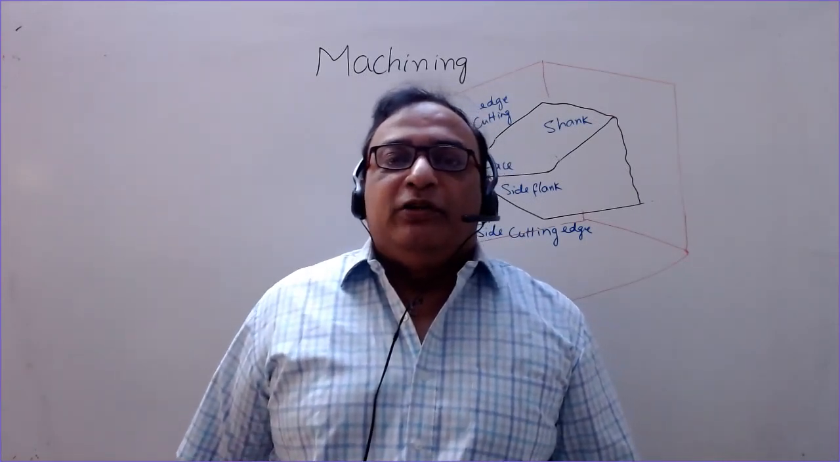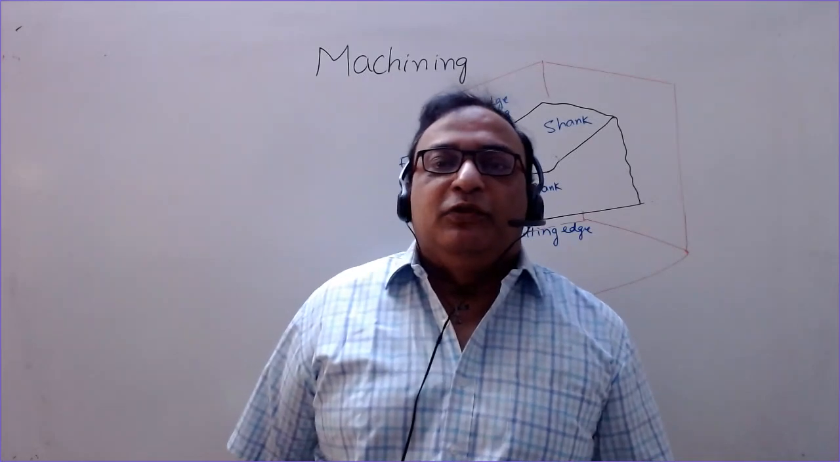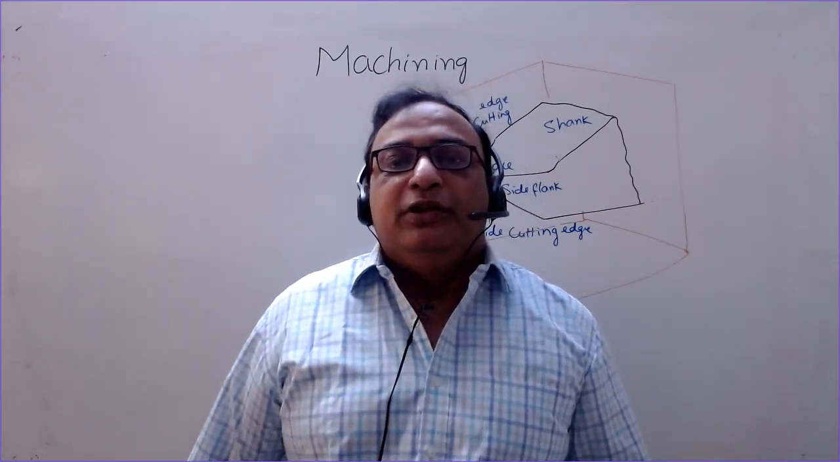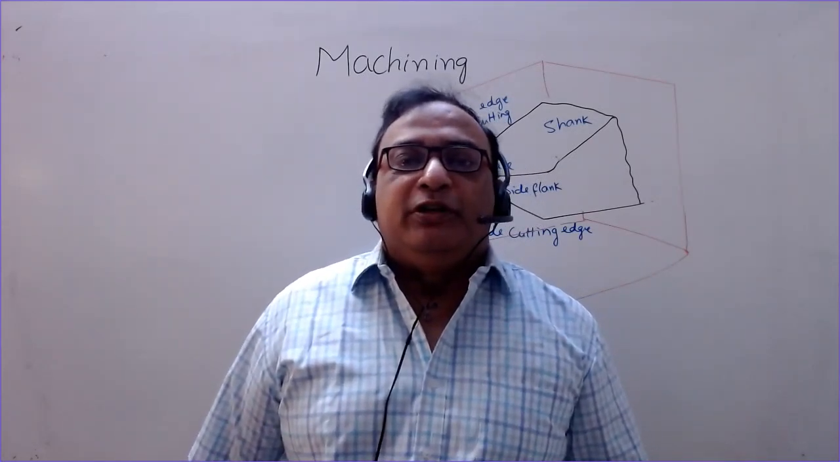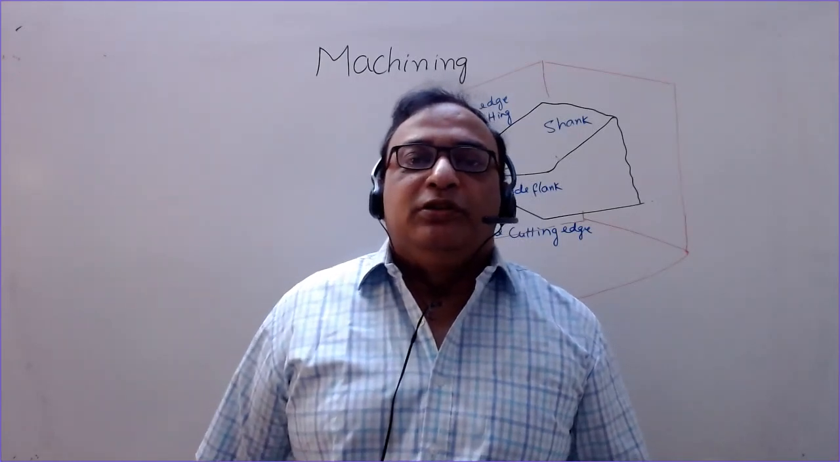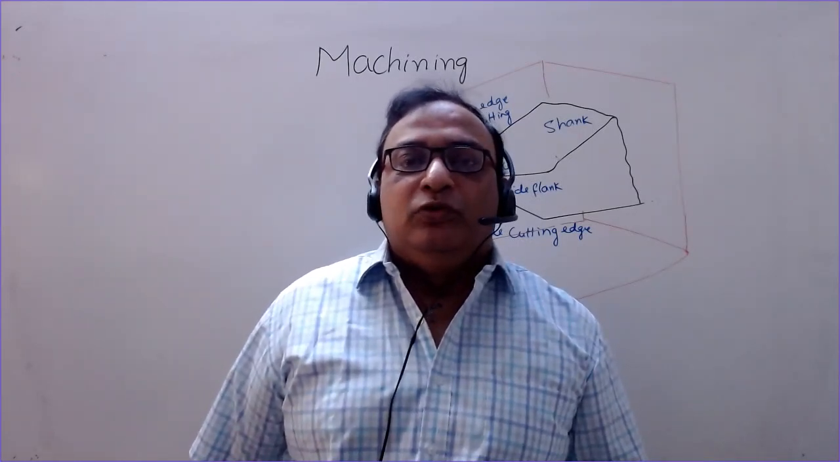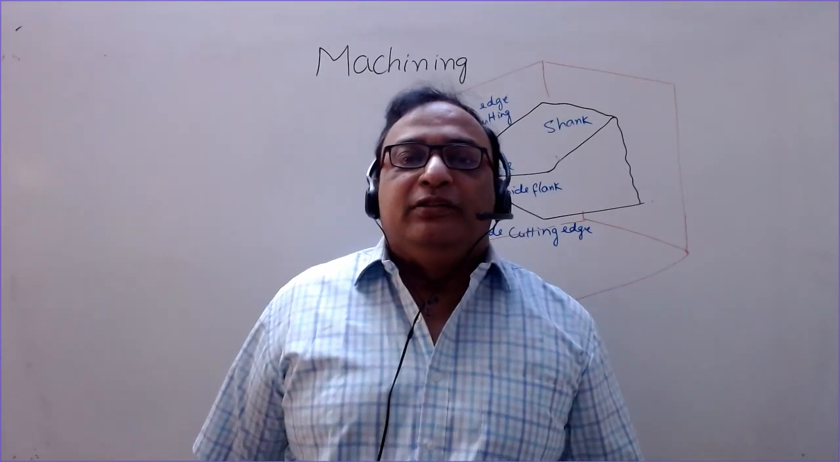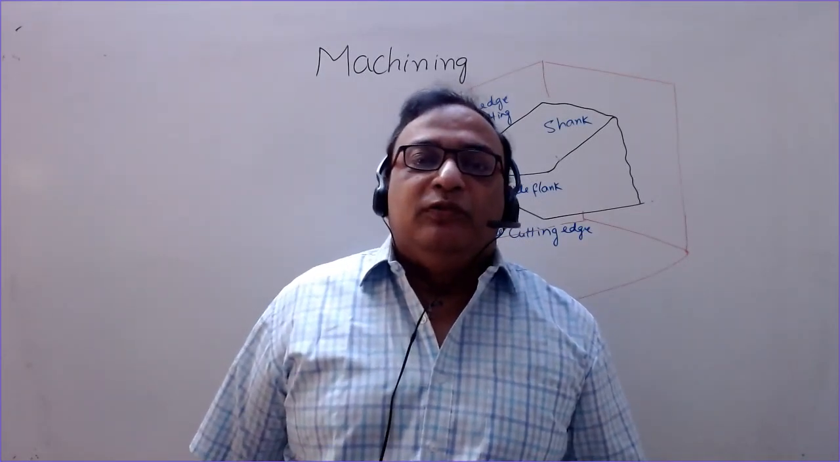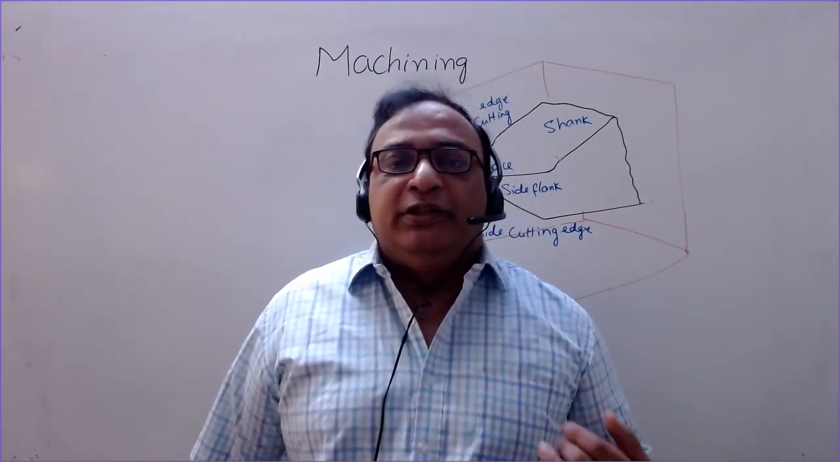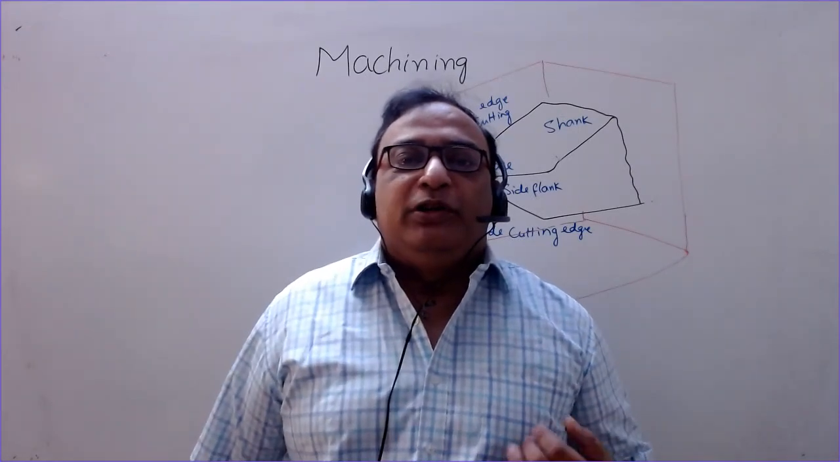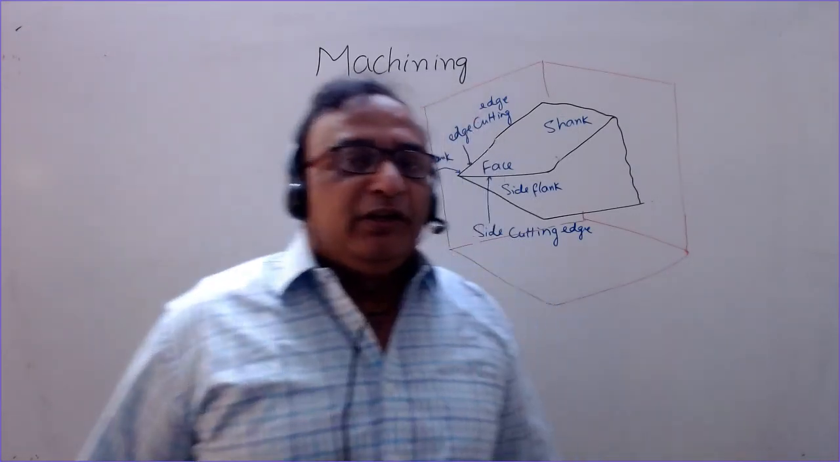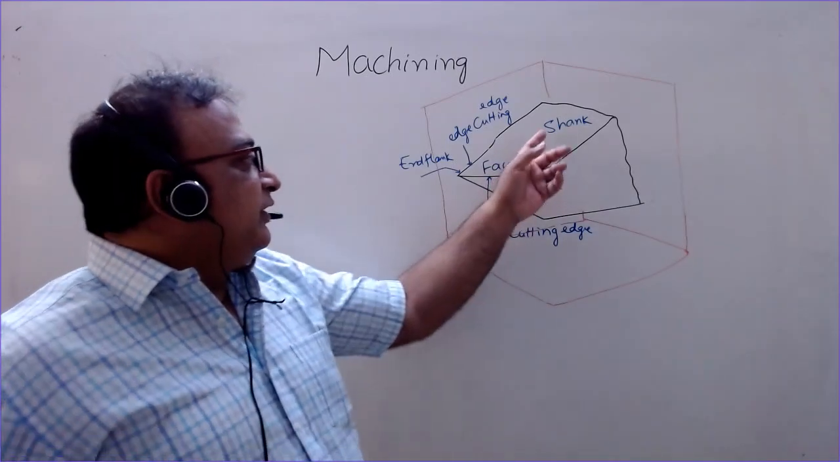So we will continue with turning here, and first of all I would like to introduce you to the single point cutting tool geometry. There is a term called the tool designation, or tool signature. What we do there is write the elements of the geometry of the single point cutting tool in a particular sequence. So here you can see we have shown a tool.